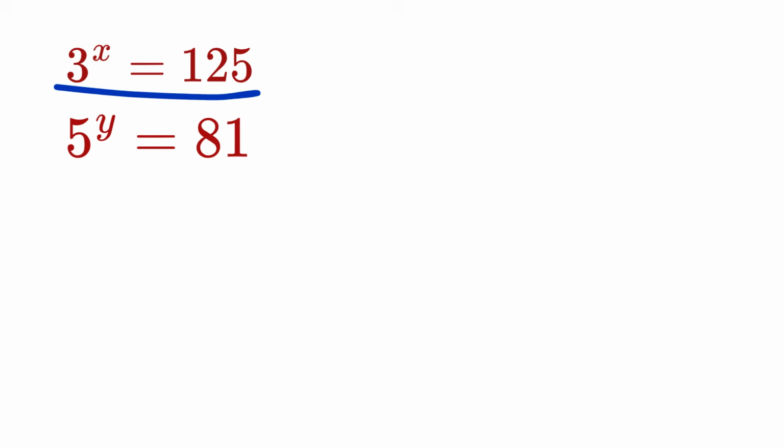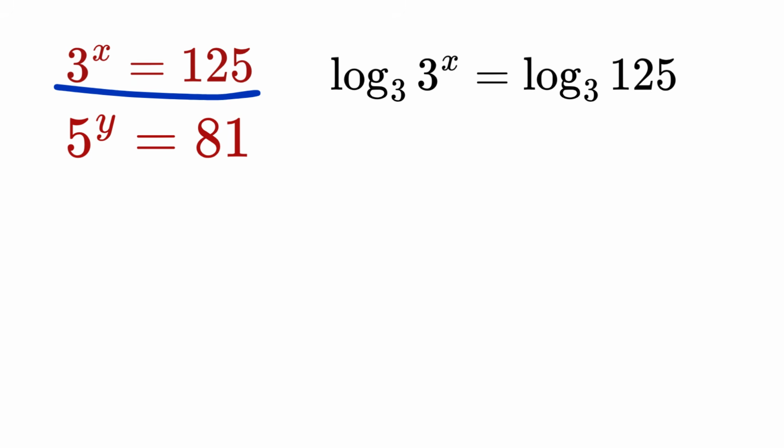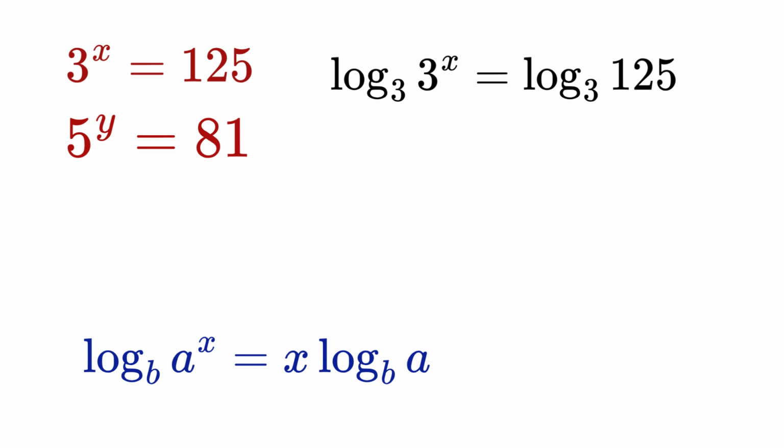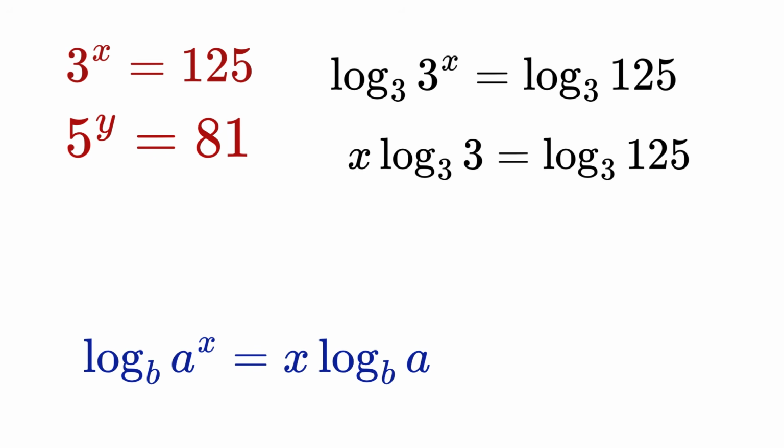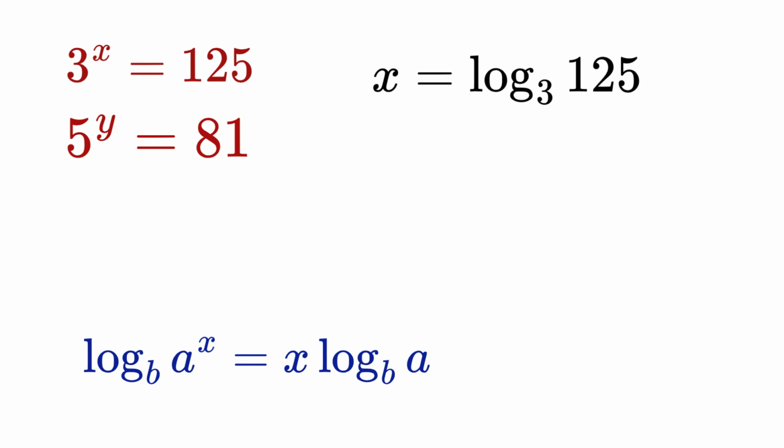Now take log base 3 on both sides. Now apply the log rule: log of a^x base b is equal to x log of a base b. So now we get x log of 3 base 3 is equal to log of 125 base 3. Here log of 3 base 3 is 1, so we get x is equal to log of 125 base 3.